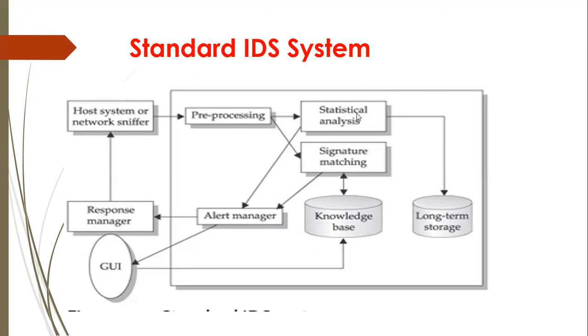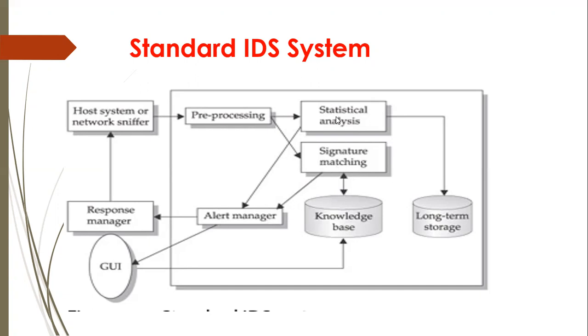So here we'll be using statistical analysis as well as the signature matching approach. Every virus attack will have a particular signature. In signature matching, it will have a knowledge base. From the knowledge base, it will take the training data and do the signature matching. If any signature is found, it will send a message to the alert manager.